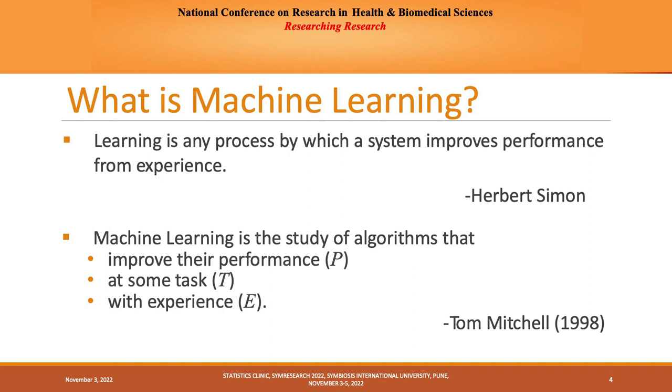Some famous people have already characterized what is meant by machine learning, and I think they are pretty concise. They have given very concise definitions of machine learning, so no harm in going through them. So learning is any process by which a system improves performance from experience. Okay, and another equivalent representation of the same idea by Tom Mitchell, who says that machine learning is the study of algorithms that improve their performance at some task with experience. Okay, so performance is denoted by P, task is denoted by T, and experience is denoted by E.